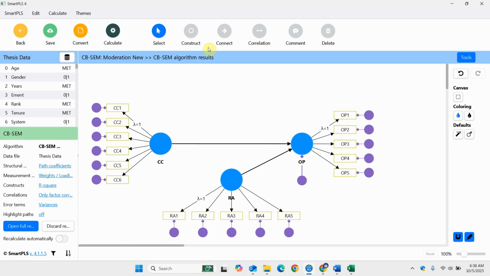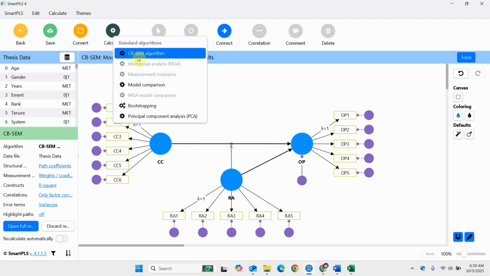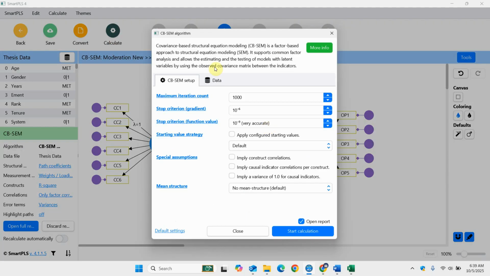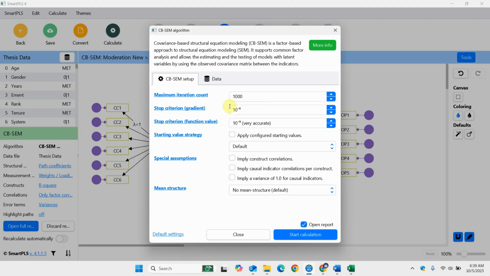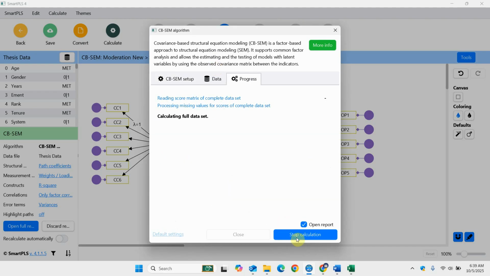So what I'm going to do is click connect, click here on the moderator, drag it and drop it onto the relationship I want it to moderate. So it will turn green. Once that is done, your model is complete and now you can run it. To run the moderation analysis, you have to go to Calculate, CB-SEM algorithm. Now we are going to use defaults and let's start.